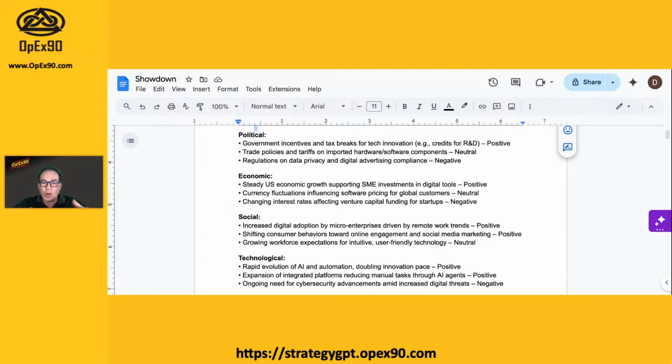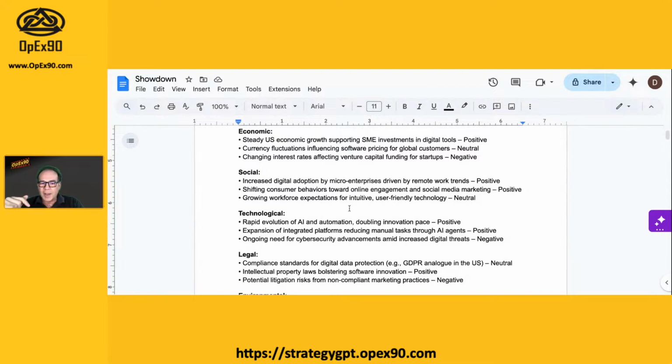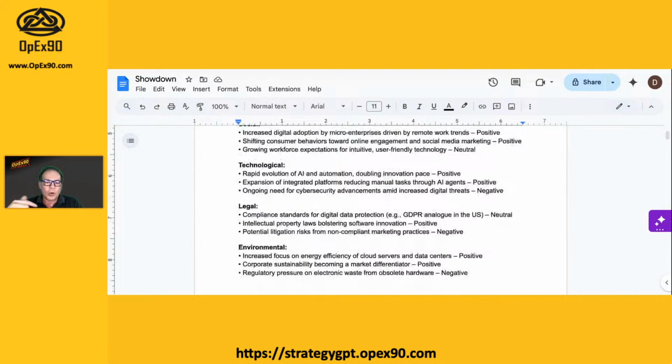The software players in this industry, right? They think that interest rates can harm venture capital and getting money to build out those platforms. So if you're thinking about building out a new platform, it might be expensive for you. Here is some good news socially, right? Small businesses are adopting this technology, so that's a positive thing. Shifting consumer behaviors, people are getting accustomed to social media and being more engaged in that.